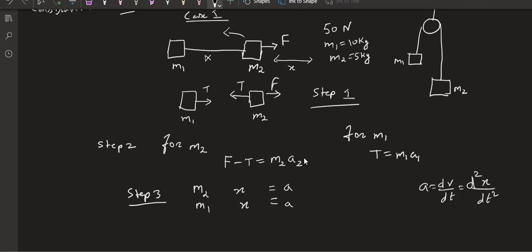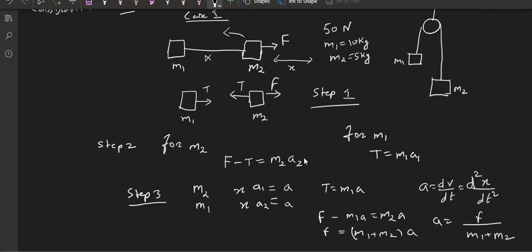Yes, very good. If you put the value, A1 is equal to A and A2 is also equal to A, right? So T is equal to M1A. Now put this value here. So F minus M1A is equal to M2A. So F is equal to (M1 plus M2) into A. Yes or no? So A will be F upon M1 plus M2.